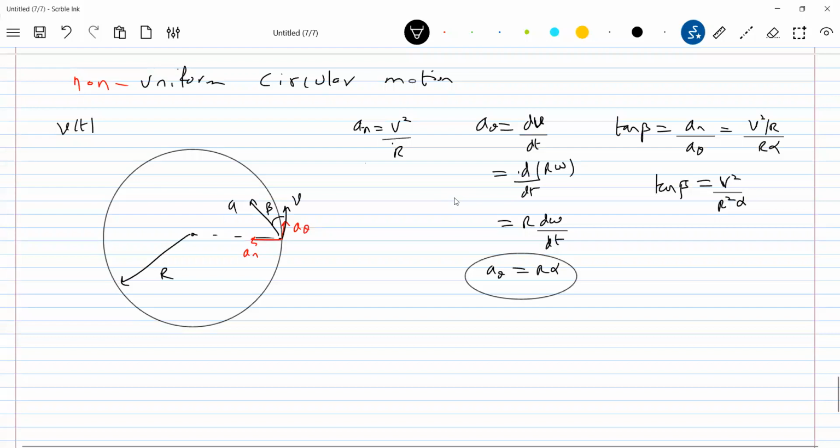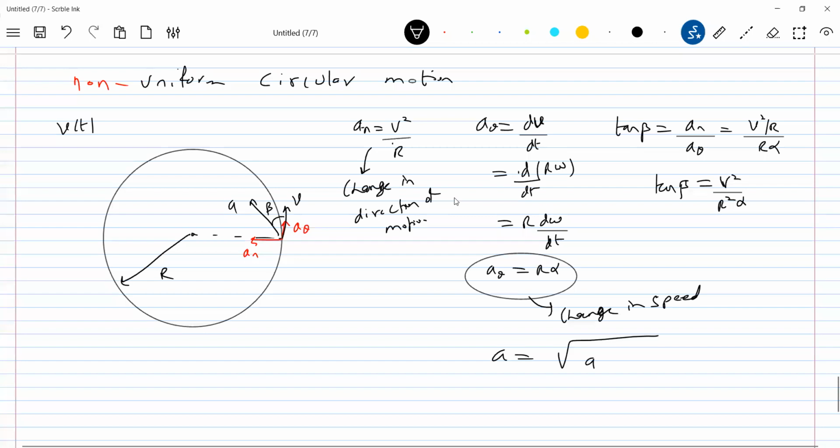The total acceleration vector will have different directions. This is due to what? Change in speed. And this is due to what? Change in direction of motion. I want total acceleration. We have already discussed it, once again I'm putting it: a_n square plus a_theta square. What is the angle made by the total acceleration vector with the tangential velocity? It is given by this particular formula.